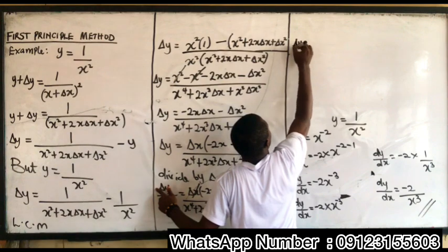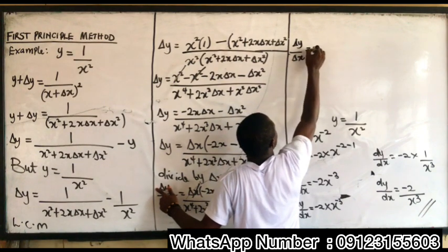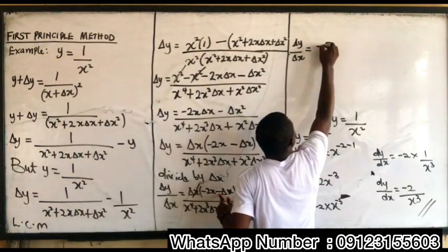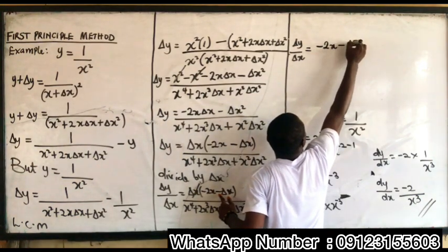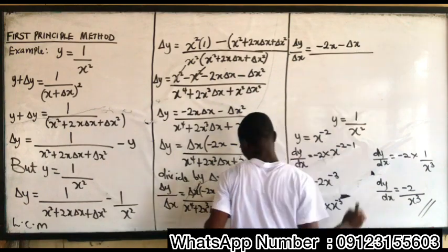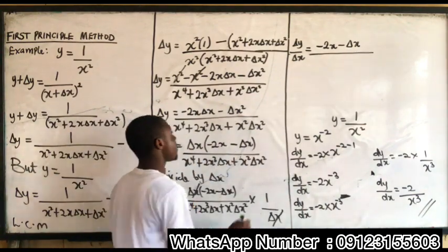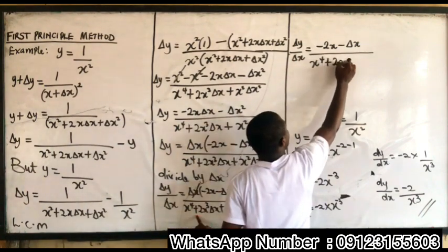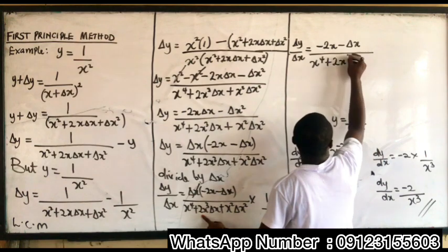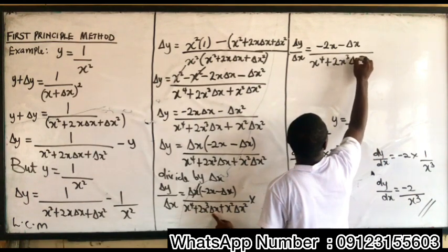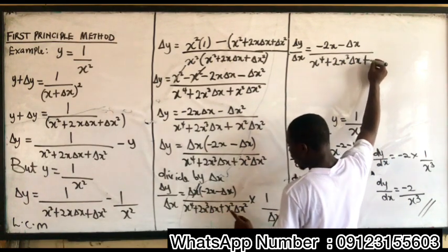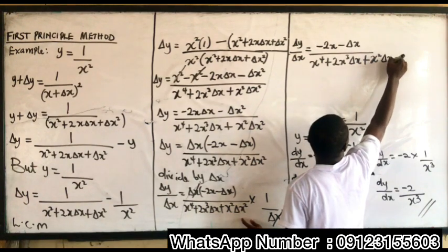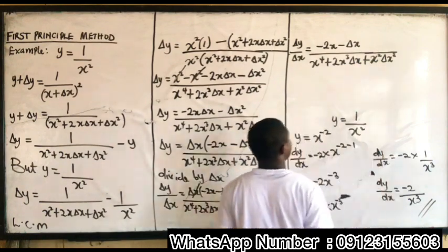My change in y over change in x is now equal in value to minus 2x minus change in x, over x to the power 4 plus 2x cubed change in x plus x squared change in x squared. So I have all this, right?